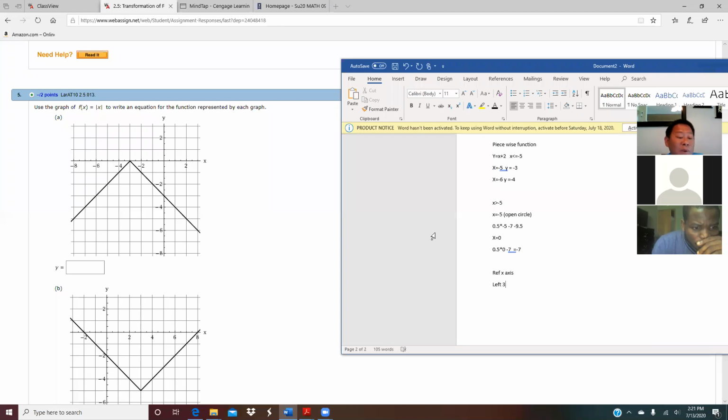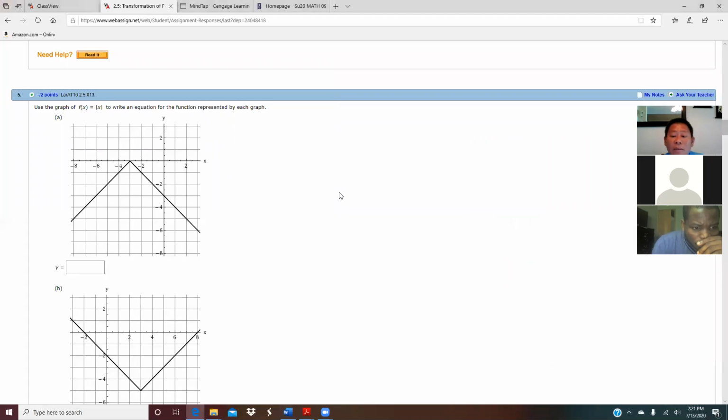Usually the V shape starts at 0, 0. This one actually moves 1, 2, 3 to the left. So this transformation says that we have to take this absolute value, move 3 left, and then reflect it on the x-axis. Can someone tell me how you write this function out? Anyone know how to write this answer out?